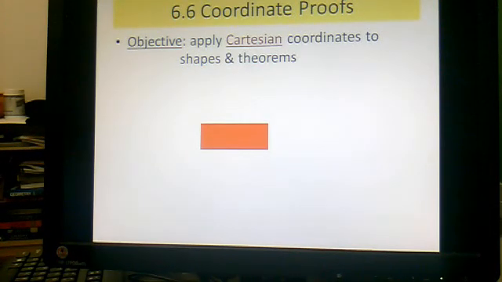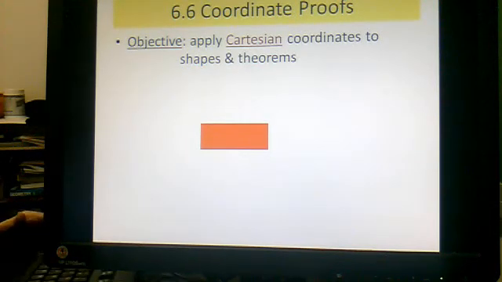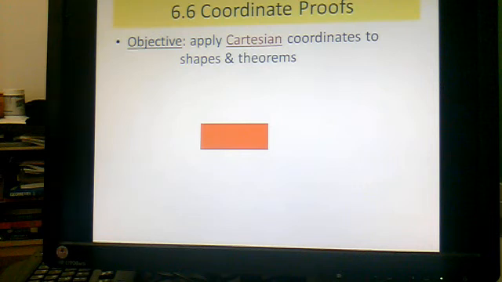This is essentially a continuation of what you guys have been doing with coordinate geometry. The title says coordinate proofs, but you're not really proving a whole lot today. This is just getting used to assigning coordinates that aren't numbers, that are variables. So most of the problems you see today are going to be with A's and B's and C's and D's and letters, and just understanding how those coordinates apply to different shapes.